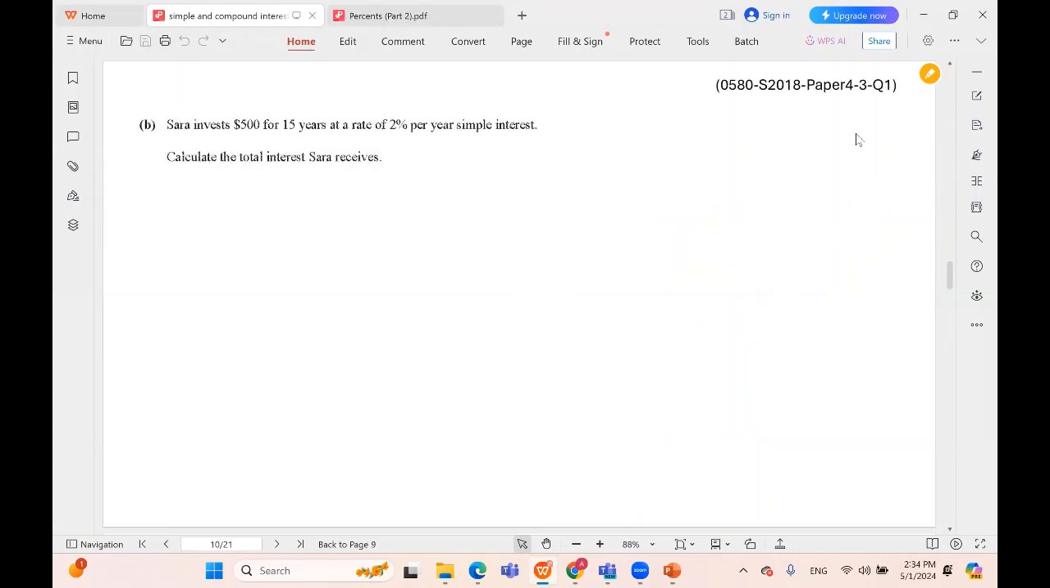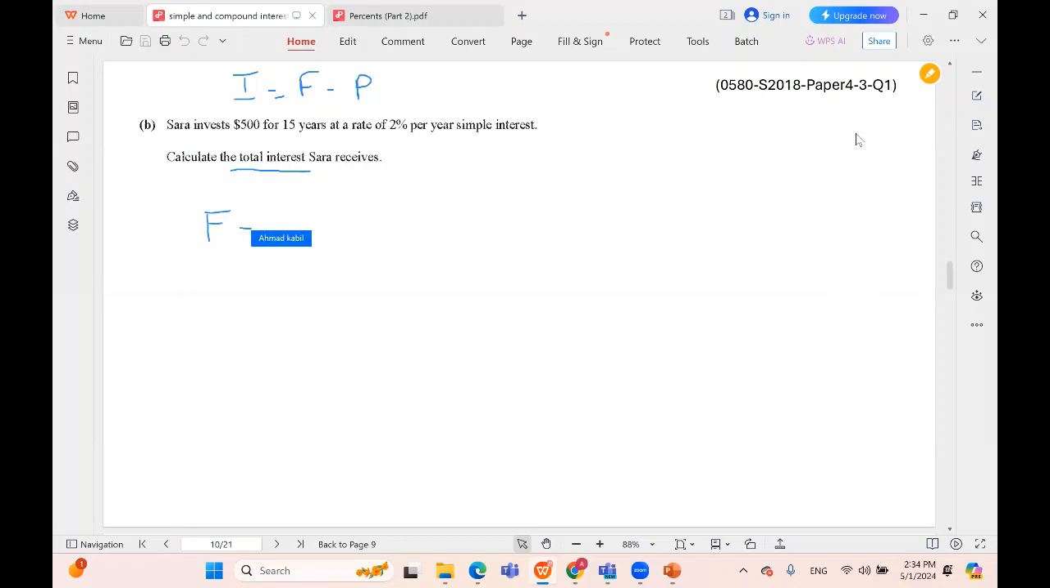Sarah invests $500 for 15 years at a rate of 2%. Calculate the total interest. So you have to be very careful about whether they want the interest or the final amount, because the interest is F minus P. So first we need to get F, and then we need to subtract P.